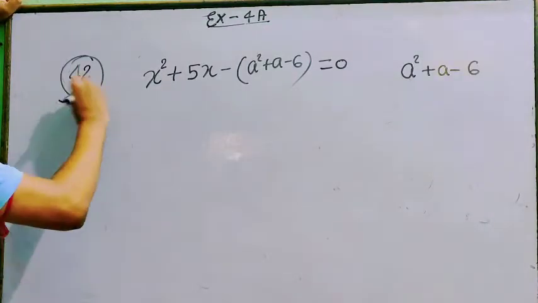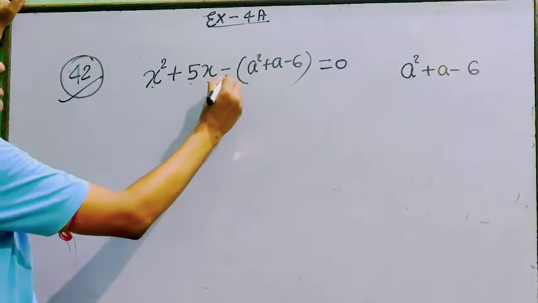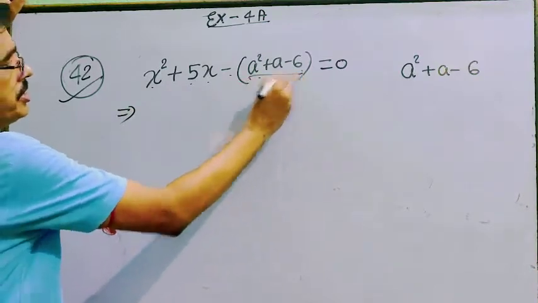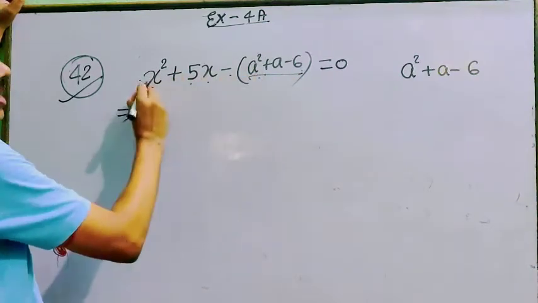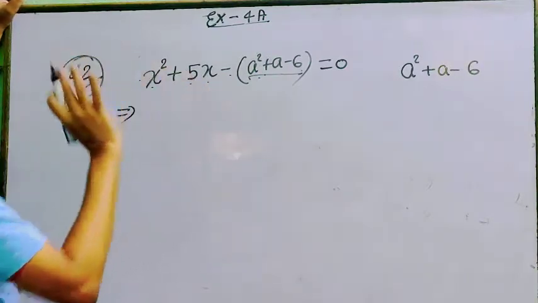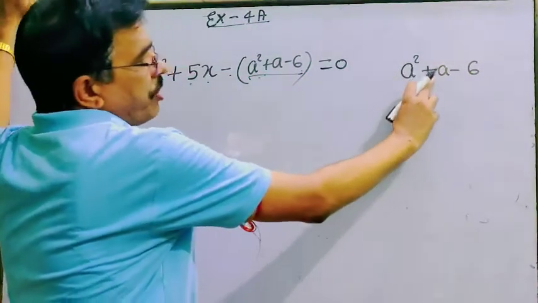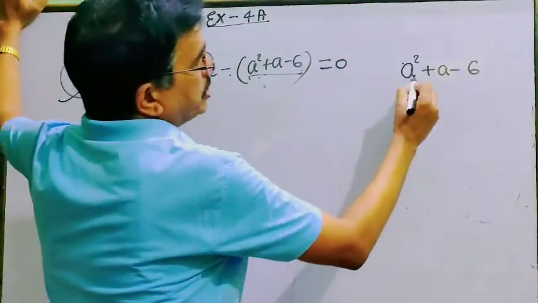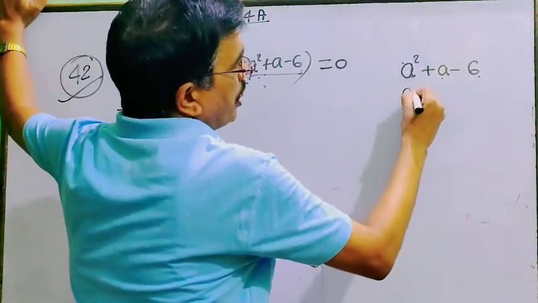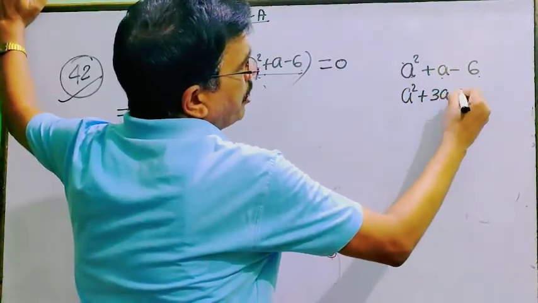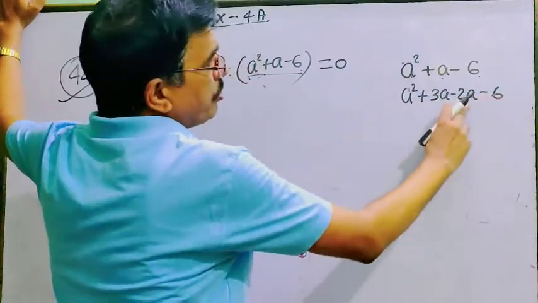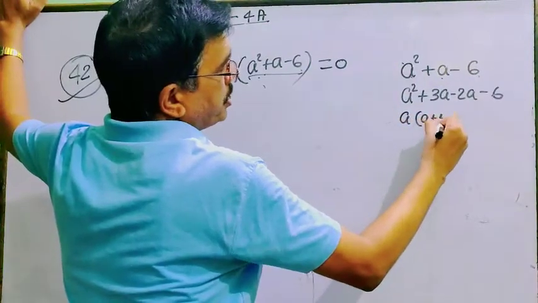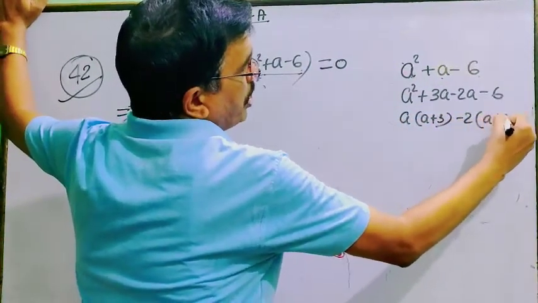Now see question number 42, that is x² + 5x − a² + a − 6. Dear student, you factorize this, and here is 1 only. So first you factorize, then after adding and subtracting you can get 5. So first we factorize a² + a − 6, because here is no other number. So we write a² + 3a − 2a − 6, because 3 into 2 is 6 and 3 minus 2 is 1. So a common, then it is a + 3, here −2 common, then a + 3.